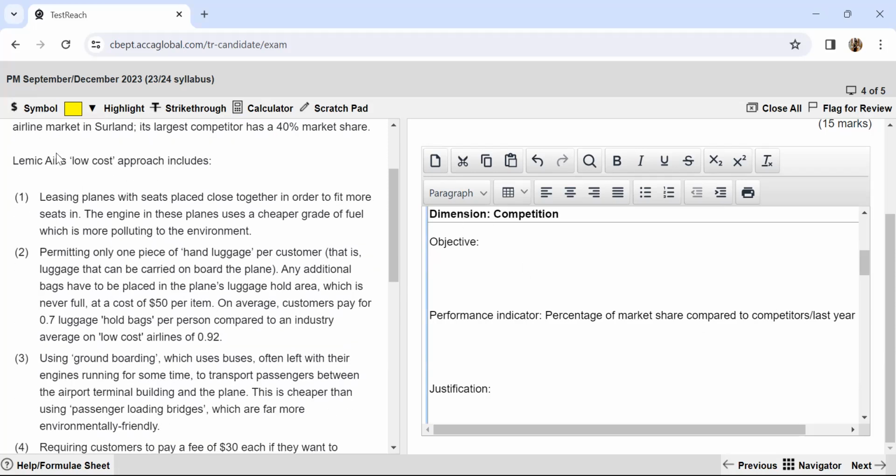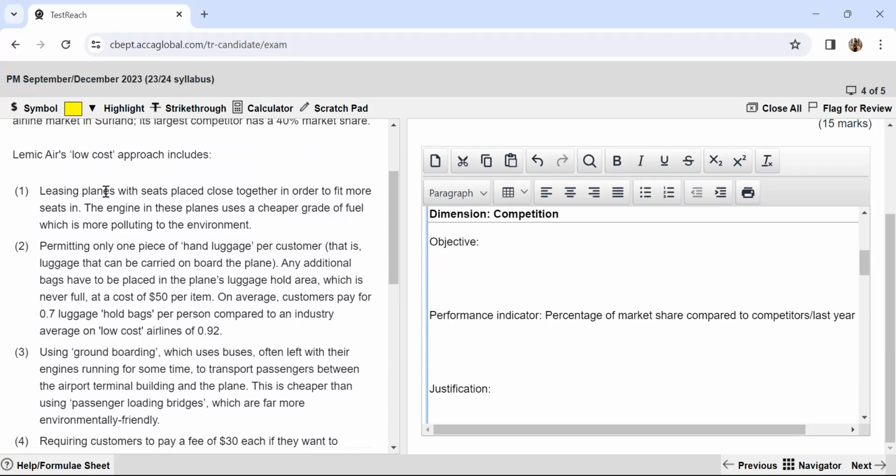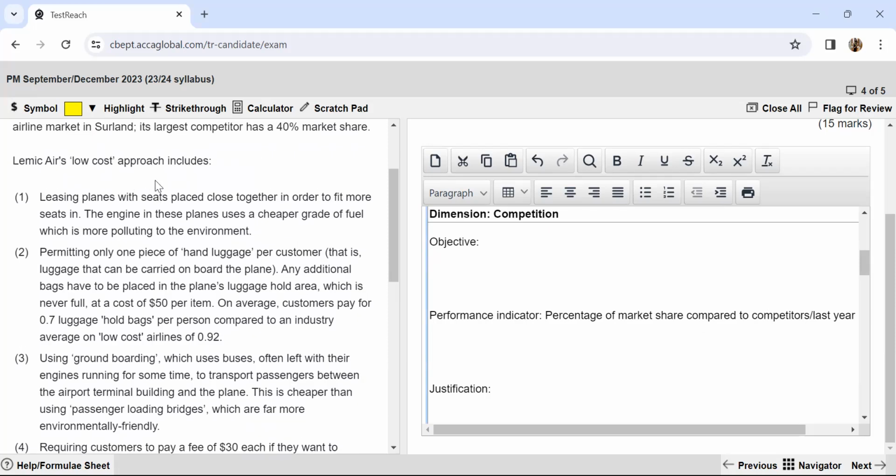Moving on, Lemic Air's low-cost approach includes leasing planes with seats placed close together in order to fit more seats in. The engine in these planes uses a cheaper grade of fuel, which is more polluting to the environment. So we find something to do with the environment. Permitting only one piece of hand luggage per customer, that is, luggage that can be carried on board the plane.